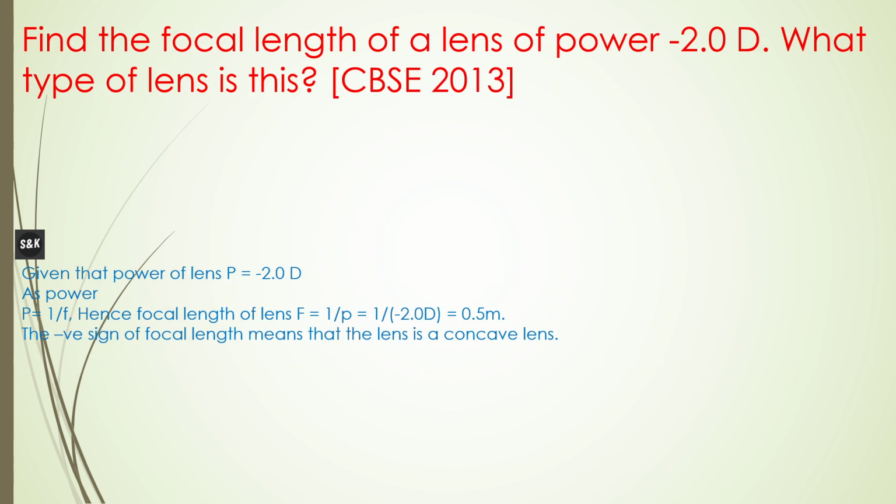Next, find the focal length of a lens of power -2.0 D. What type of lens is this? Given that the power of the lens P equals -2.0 D, where D is diopter, as P equals 1 by focal length. Hence, the focal length of the lens f equals 1 by P, which is equal to 1 upon -2.0 D, equals -0.5 meter. The negative sign of the focal length means that the lens is a concave lens.